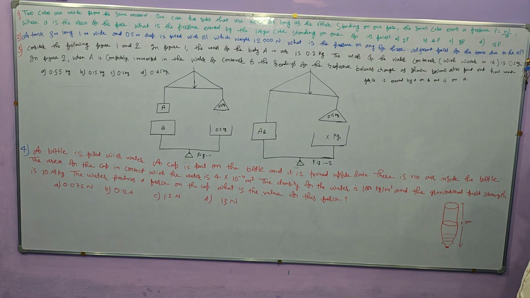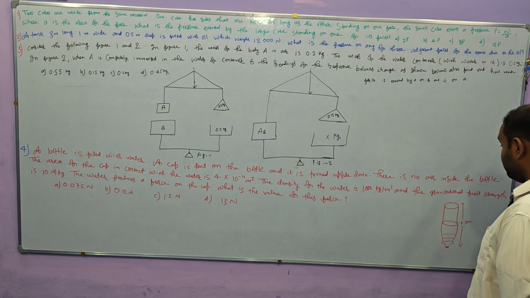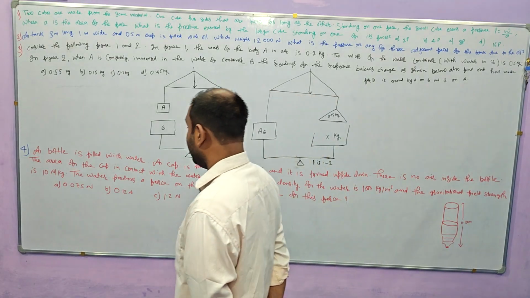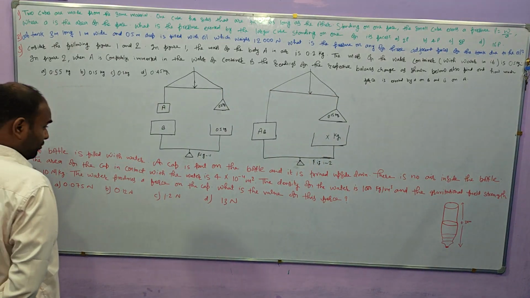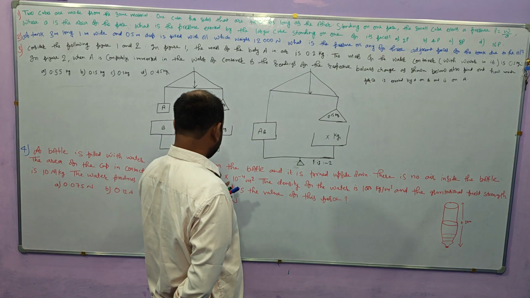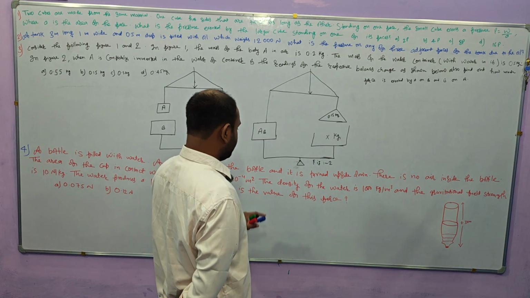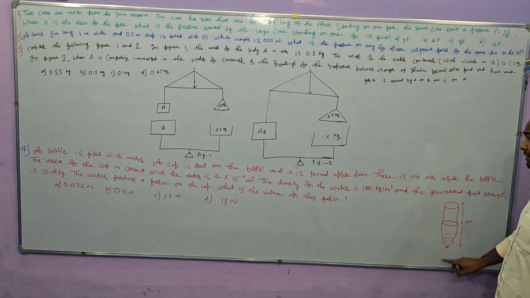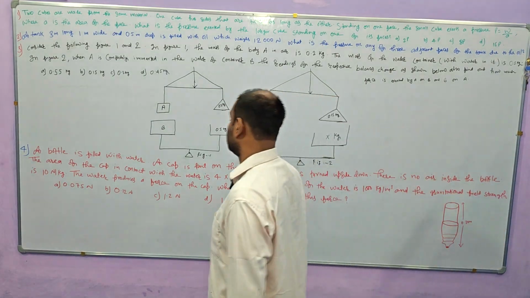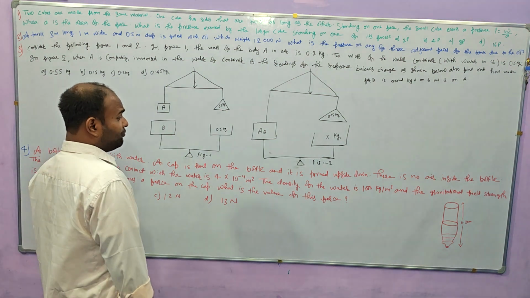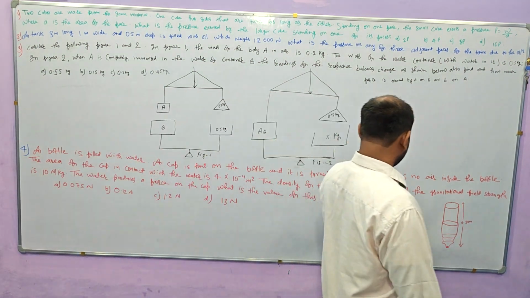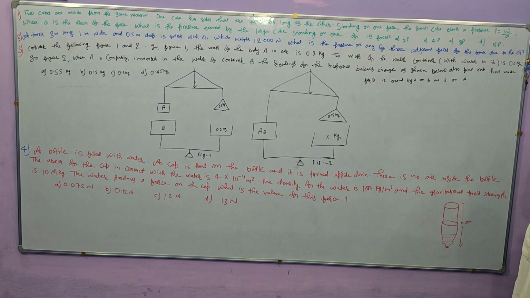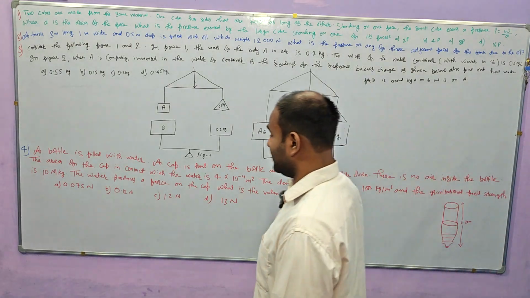There is a figure. There is no air inside the bottle. The area of the cap in contact with the water is 4 into 10 to the power minus 4 meter square. The density of water is 1000 kg per meter cube and the gravitational field strength is 10 Newton per kg.